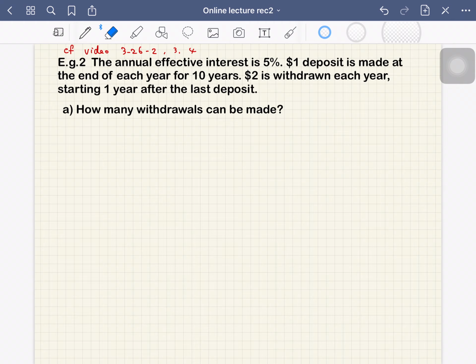The annual effective interest rate is 5% and $1 deposit is made at the end of each year for 10 years. The $2 is withdrawn each year starting 1 year after the last deposit. So how many withdrawals can be made? The point is that each withdrawal is $2, but we cannot exhaust the fund with an integer number of $2. So the final payment may be larger or smaller. Think about the timeline of this question.